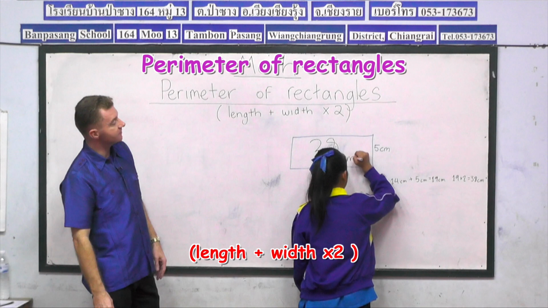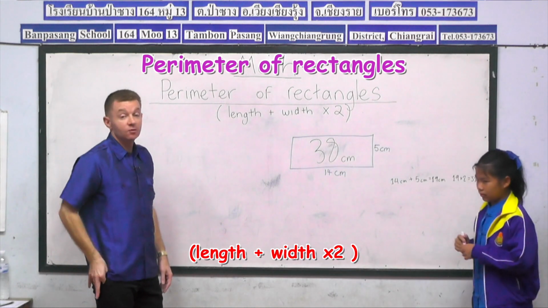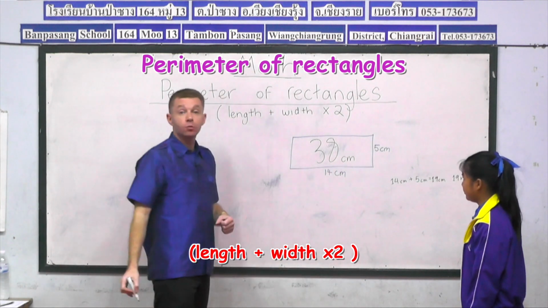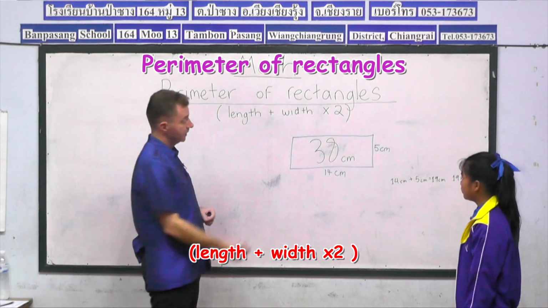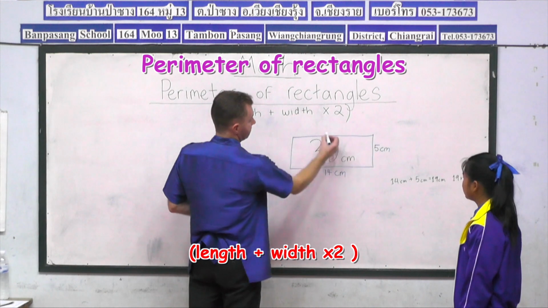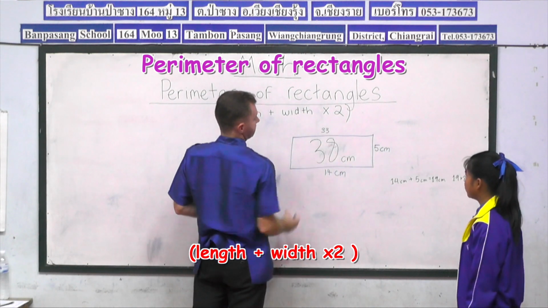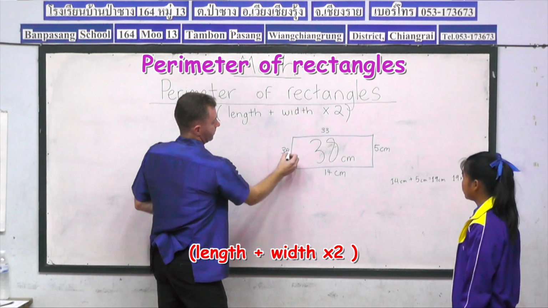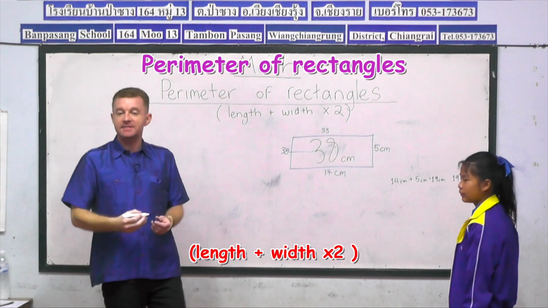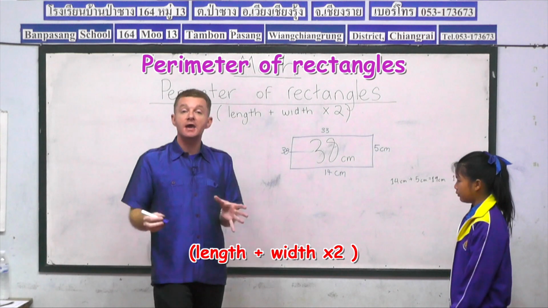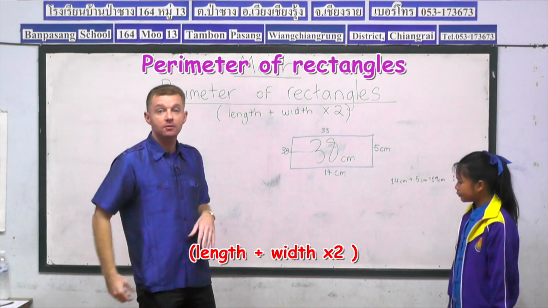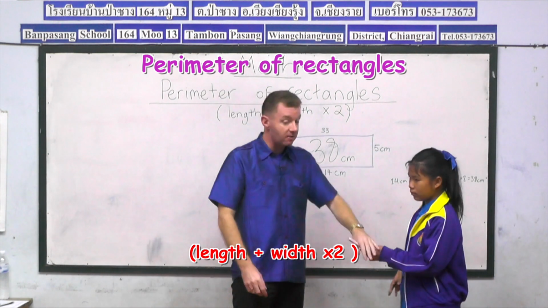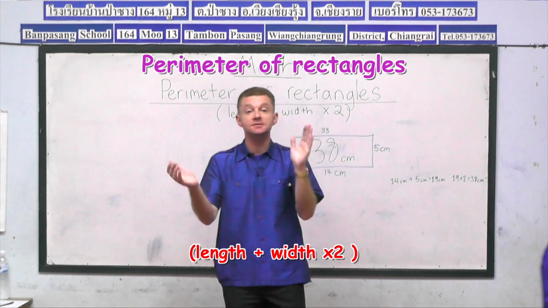38 centimeters. Perfect. And if you don't believe me, we've got 14 plus 5 equals 19. 19 plus 14 would be 33 centimeters. Add another 5, 38 centimeters. So that's how we work out the perimeter of each rectangle. Lakgao, that was brilliant. High five and a big round of applause for Lakgao, please, guys.